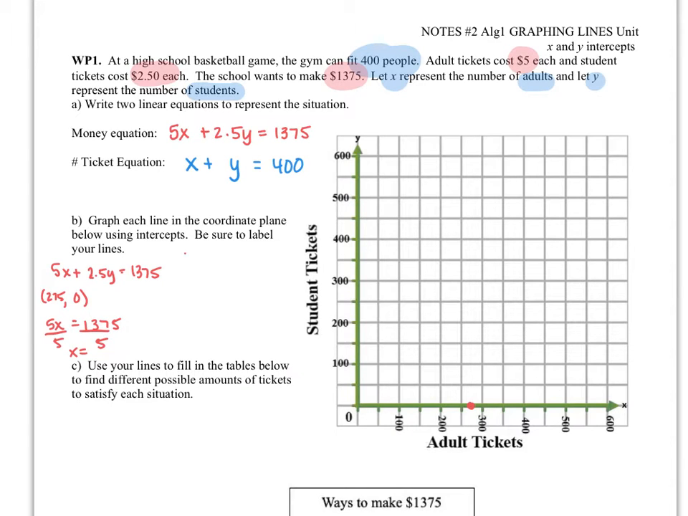Now I'm going to do the same process, but this time for my y-intercept, and the thing that I know about a y-intercept is that my x value is 0. So I'm setting up my ordered pair of (0, something). I want to find this missing y value, but I know that x is 0. So if I do 5 times 0, that quantity would be 0, causing it to disappear, leaving me with the equation 2.5y equals 1375. Then to get y by itself, I would divide both sides by 2.5, and 1375 divided by 2.5 is going to be 550. So I'm going to graph this up 550 on my y-axis.